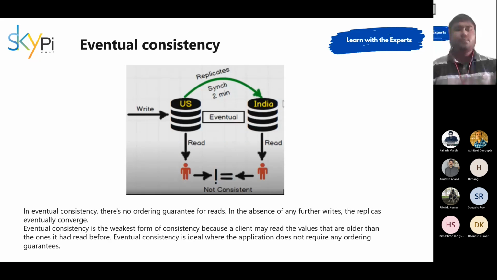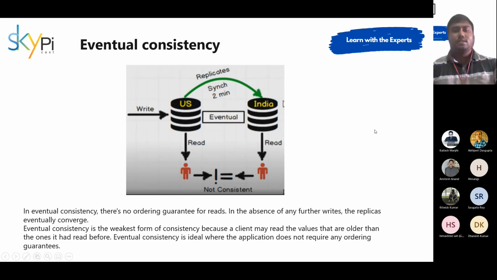Moving on. This one is our last consistency, which is eventual. Here, there is chaos to see. Like in US, I will write something, and when we read in India, they will not match because let's say the sync has not happened yet, and the data is different in both the databases.